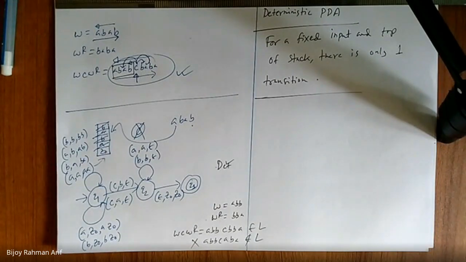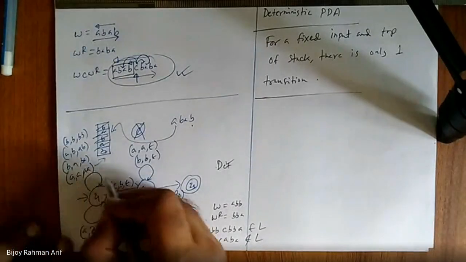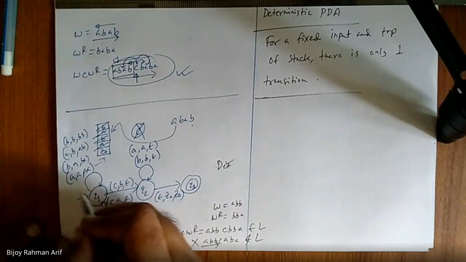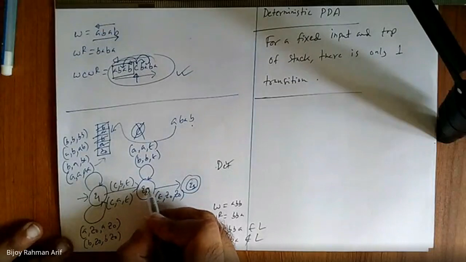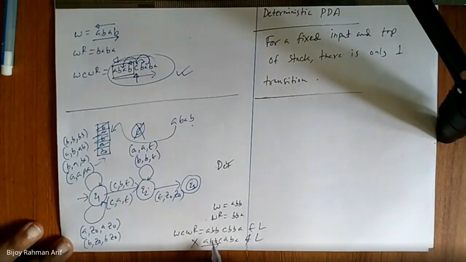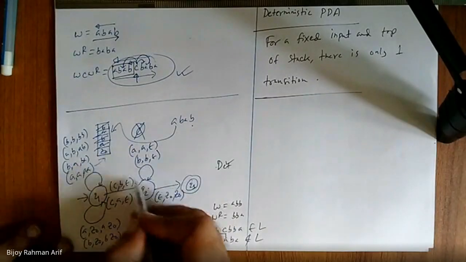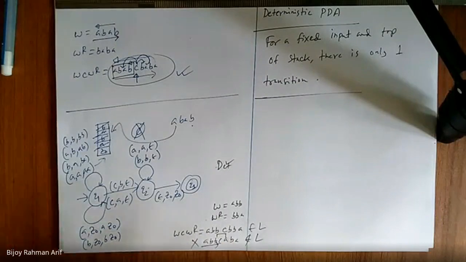Guys, how can I reject this? See, yes, up to this ABB, it is fine. Then I get C. I go to Q2. Am I right? Yes. Now we are checking this A with this B. There is no move for this one. Then what happened? Death configuration, sir. Yes, it is kind of death configuration.